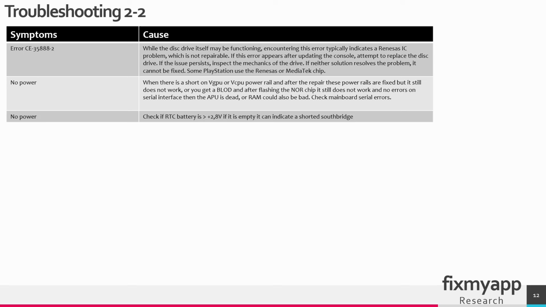You could also check if the RTC battery is above 2.8 volt. If it is empty, it can indicate a shorted Southbridge or some problem between the RTC battery and the circuit that goes to the Southbridge IC. Because if the Southbridge is shorted, it will draw all the current from the RTC battery until it's empty. And then the Southbridge chip will not work.